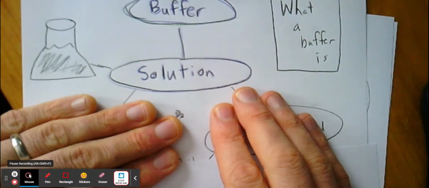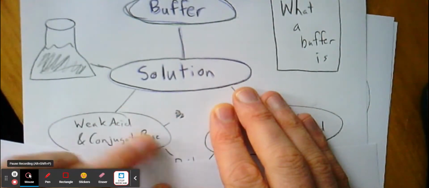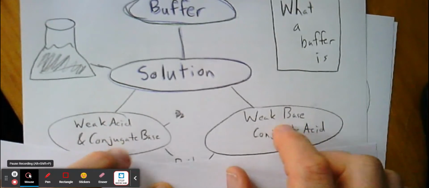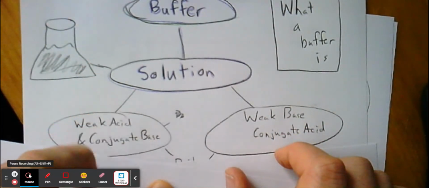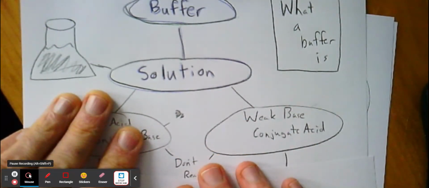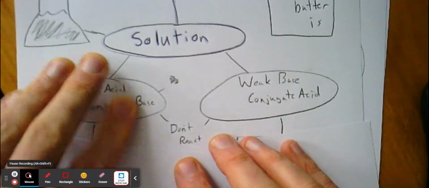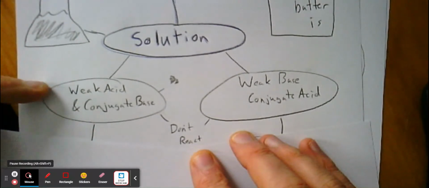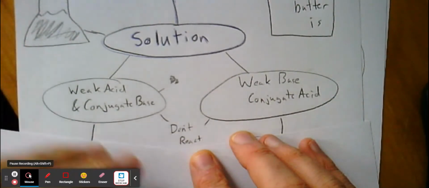So in these solutions, you get your weak acid and your conjugate base, or your weak base and your conjugate acid. These things are the solutes of your solution. That's what's dissolved in there. Now, something really important about these is that they don't react with each other. Otherwise, you don't have a buffer. An example of things that would react would be sodium hydroxide and hydrochloric acid. You put them together, they react and make water and salt, literally salt. These two things won't react because they're involved in an equilibrium reaction.